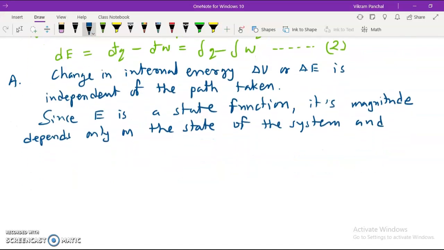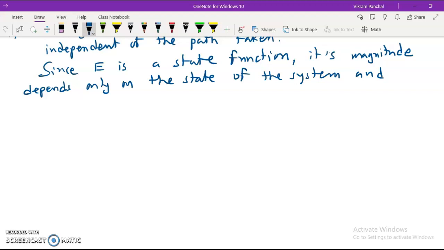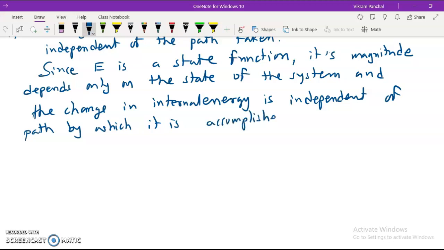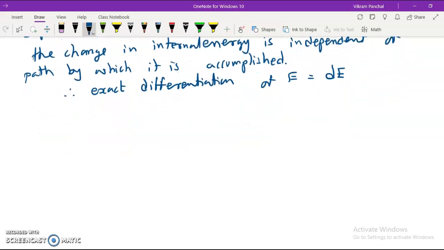and the change in internal energy is independent of the path by which it is accomplished. Therefore, the exact differentiation of E would be dE. Let us consider this this way.